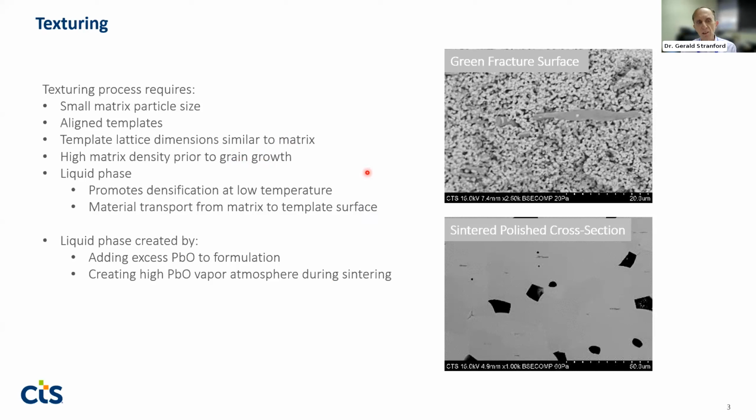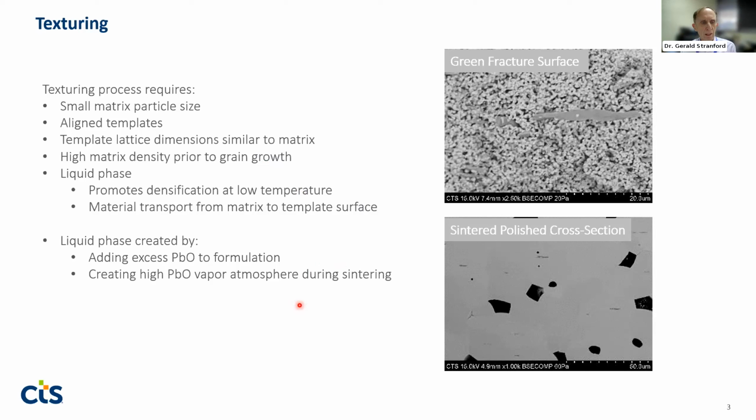During the actual sintering process, we need to get the density of the matrix high prior to the start of that grain growth, which Mark talked about. And the way that's achieved is by liquid phase formation within the material during sintering. That liquid phase will promote densification at low temperatures. And then later on in the cycle, as the grains are growing, it also acts as the mechanism to transport material from the small grains to the interface growing around the templates. So it's a solution reprecipitation process, moving the material and causing the grains to grow around the templates.